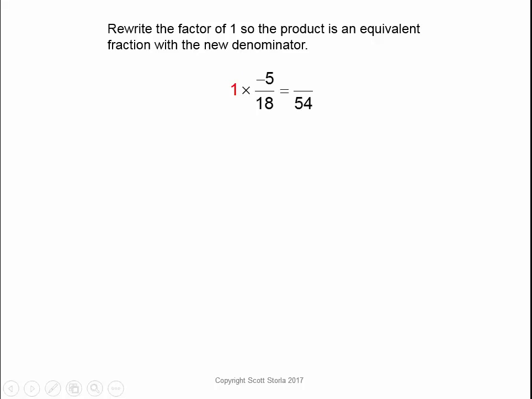How about this one? The fact that my original fraction's negative really doesn't affect things. 54 divided by 18 gives me a factor of 3. So the form of 1 I need is 3/3. 3 times 18 gives me 54, and 3 times -5 gives me -15.